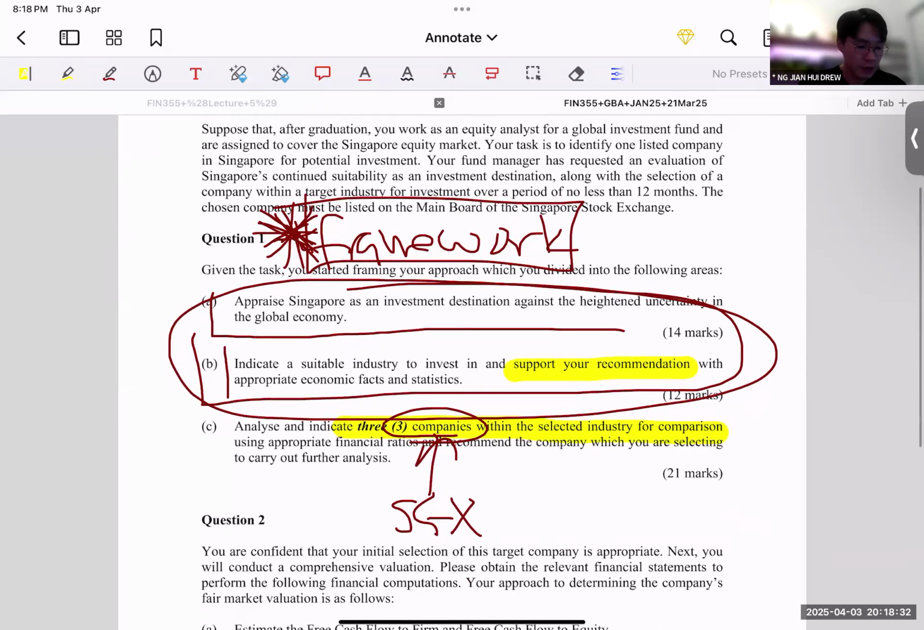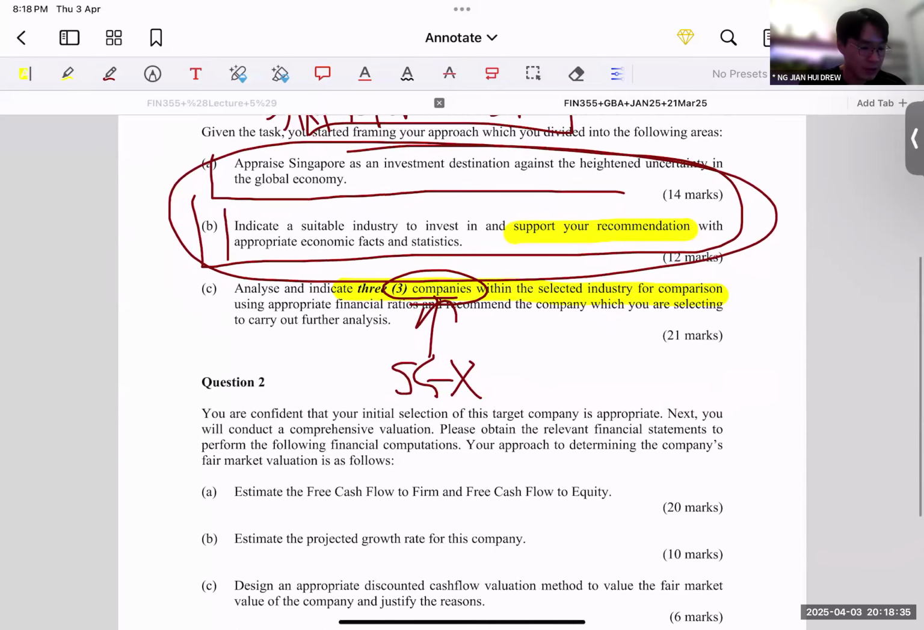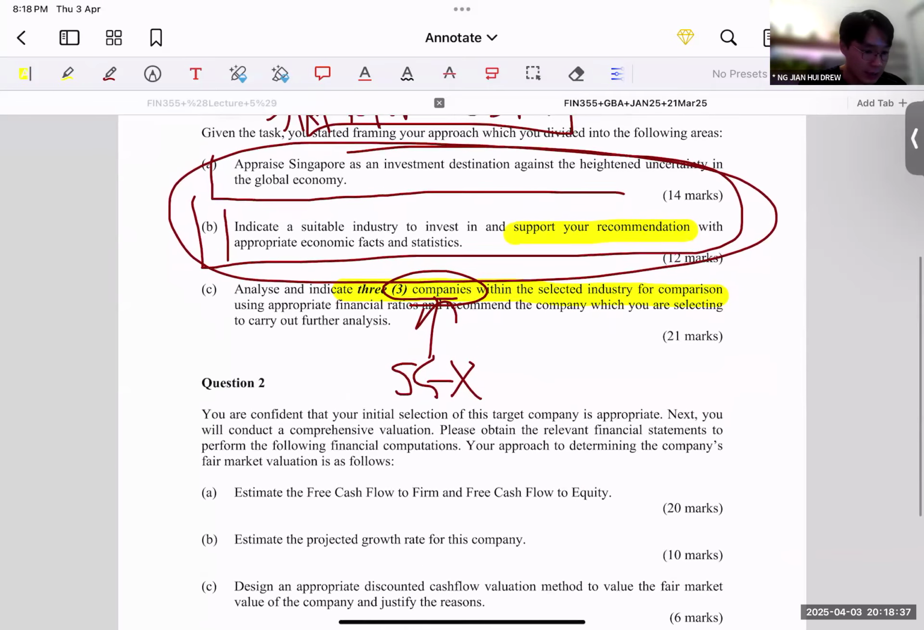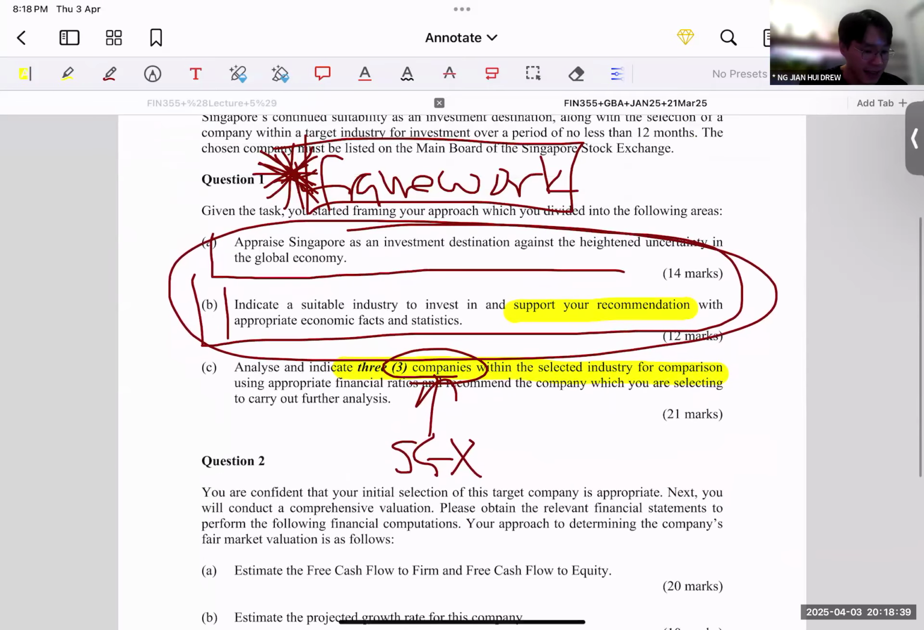What ratios? Okay, so we are talking about ratios. Let's go down to "select appropriate financial ratios." In general valuation, there is no fixed set of ratios that you must use. You must use only these five ratios? No.